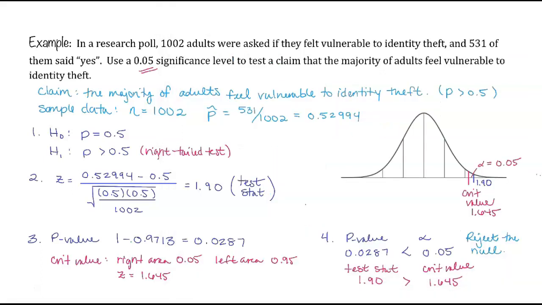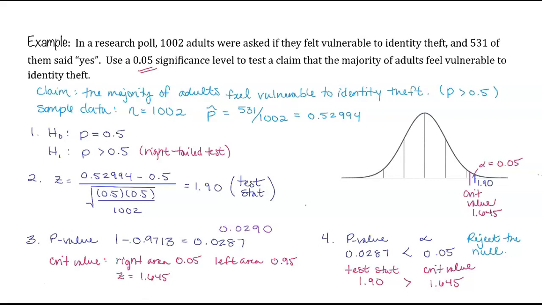Using our calculators, we found a slightly different p-value of 0.0290. This is due to the rounding that we did as part of calculating the test statistic. However, either of these two p-values would lead us to the same conclusion.